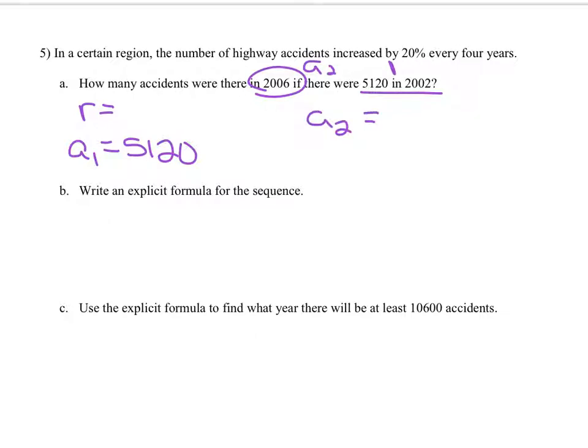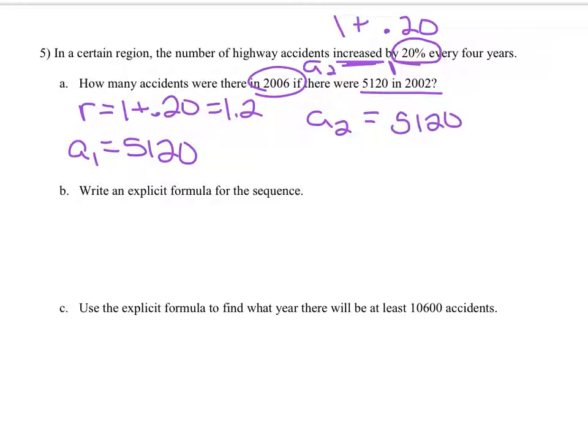So the common ratio can be figured out by taking that 20% and changing it to a rate here. And since they increase, I'm going to do 1 plus the rate. So since it's an increase, it's a growth equation, so it's 1 plus 0.20, which is 1.2. So to figure out this formula, we just do 5120, the first term, times the common ratio, and then to the n minus 1 power. So this is our n, so this is to the first power. So a sub 2, or 2006, is 6144.